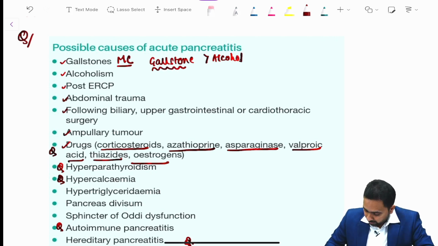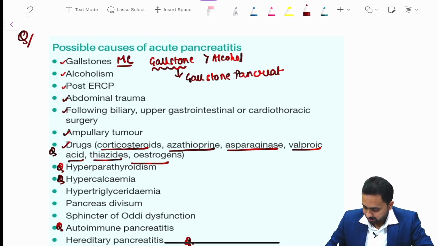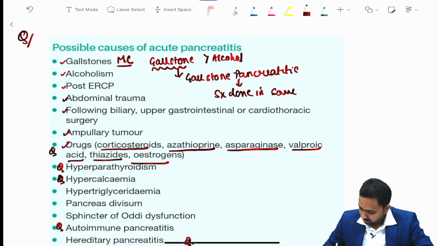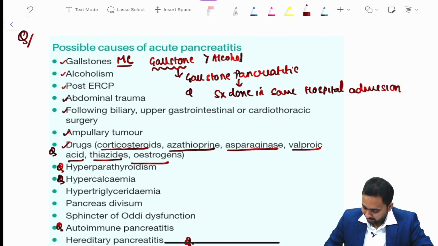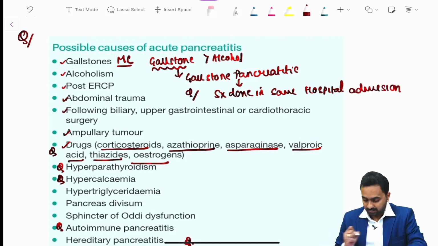Now, remember, for gallstone pancreatitis, the surgery should be done in the same hospital admission, right. So, this is one of the very important questions that is asked.